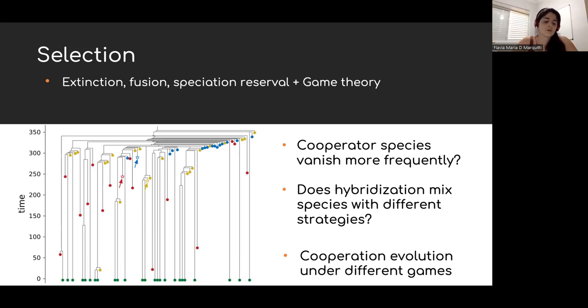And we are also exploring, very initially, cooperation evolution under different games. We want to understand if different games leave different signatures in the phylogenetic tree. And so far we didn't observe any difference, but this is something we're still studying.